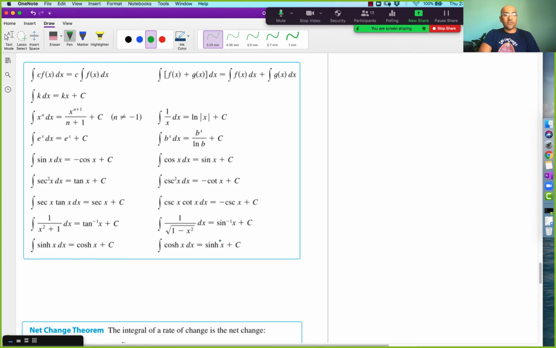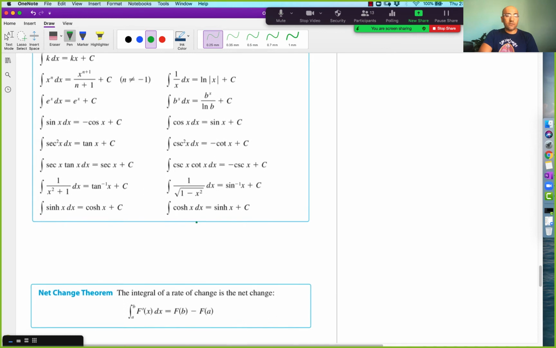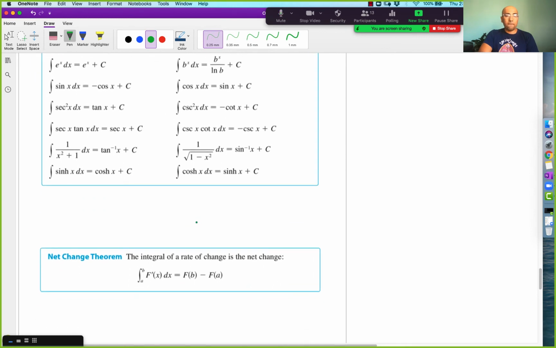Good. Okay, so these are all really established or kind of translated over from our Chapter 3 study of derivatives. But we get to use these, no questions. Just use them, apply them.